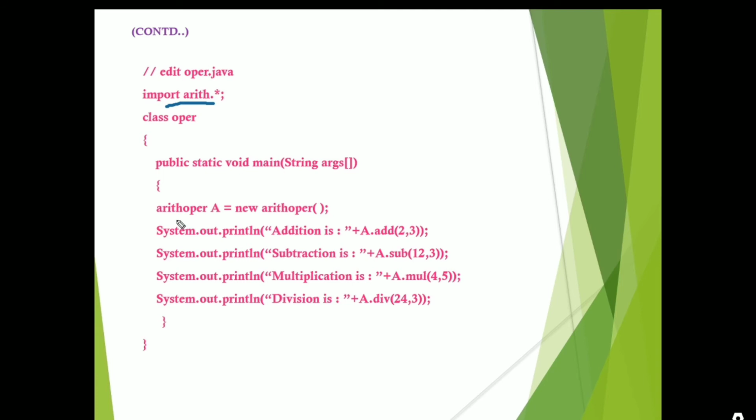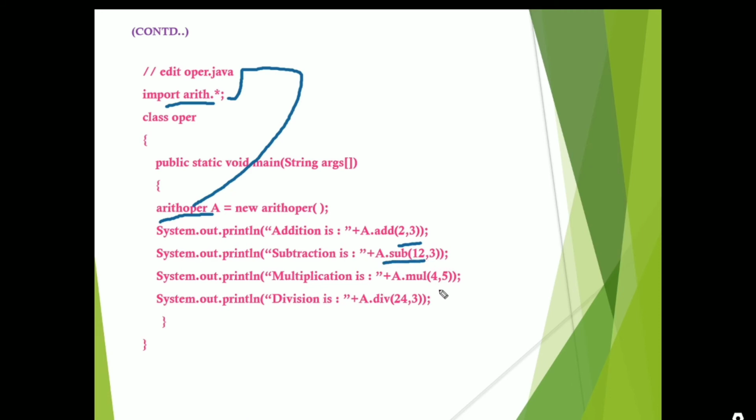Here in main, I created the arith opr object a, whose class belongs to the arith package. When we call the addition, a.add(2, 3), A is the object of this class, and it returns 2 plus 3 as 5. And when we call the sub method, 12 minus 3, it returns 9.